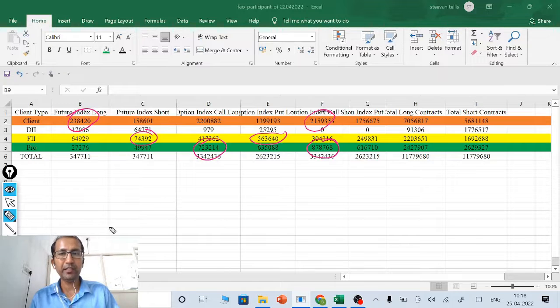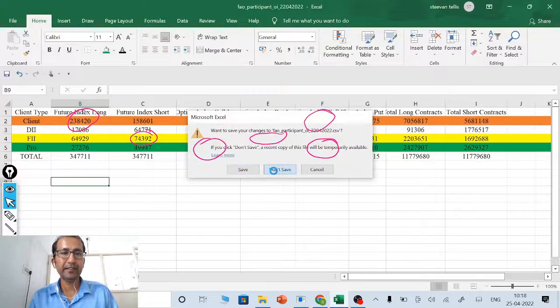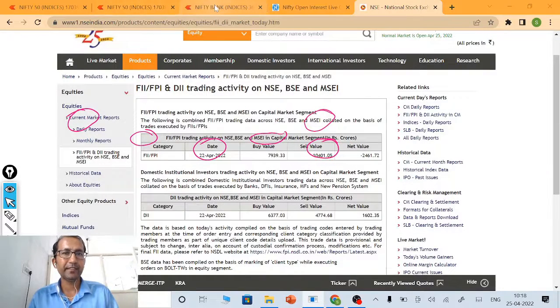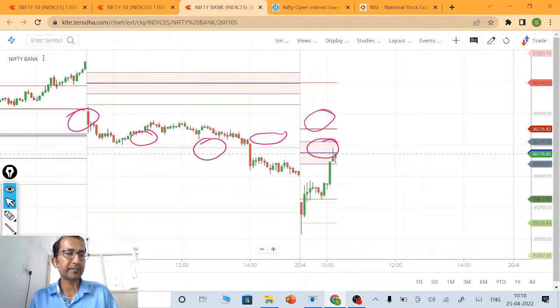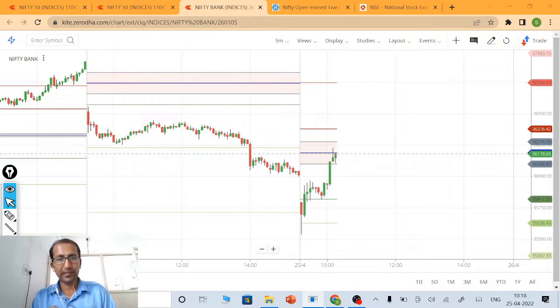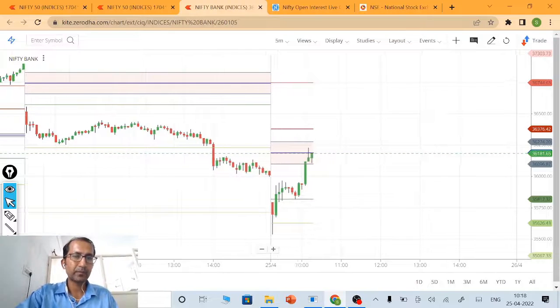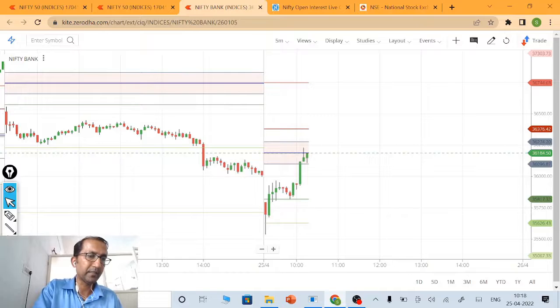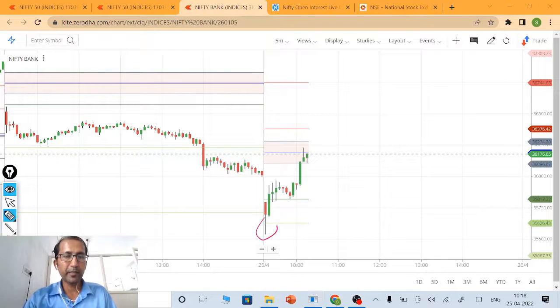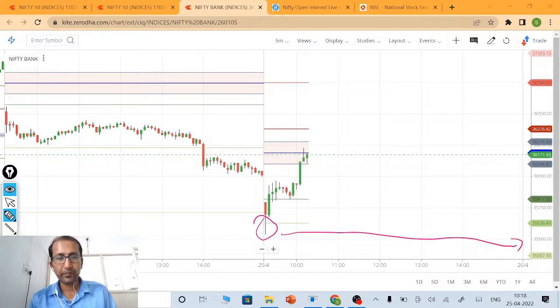So now let me come to the important analysis, that is the Nifty and Bank Nifty chart. Let me project it on the screen. So first let me go to the Bank Nifty. Market opened lower today. Yes, big gap down. You can see very big gap down around this level, and the market immediately has recovered.